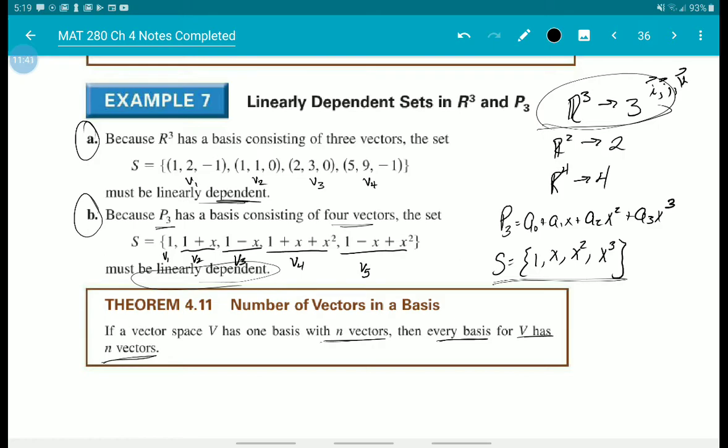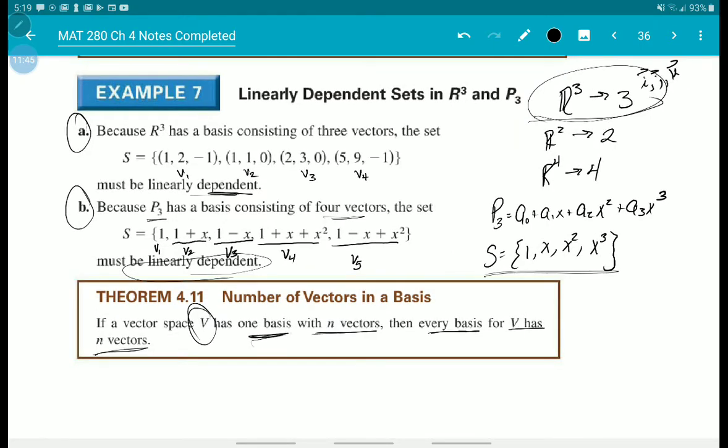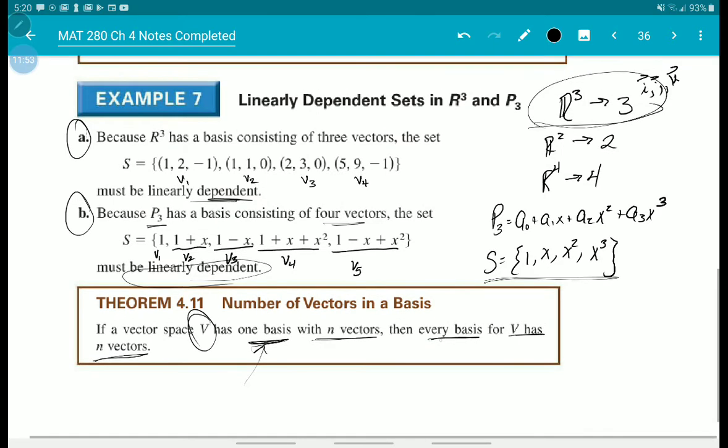So if you know something about the vector space to begin with, and you know one basis for that space, and the one you know will generally be your standard basis, then you know something about every basis for that particular vector space, and that they all have to have the same number of vectors.